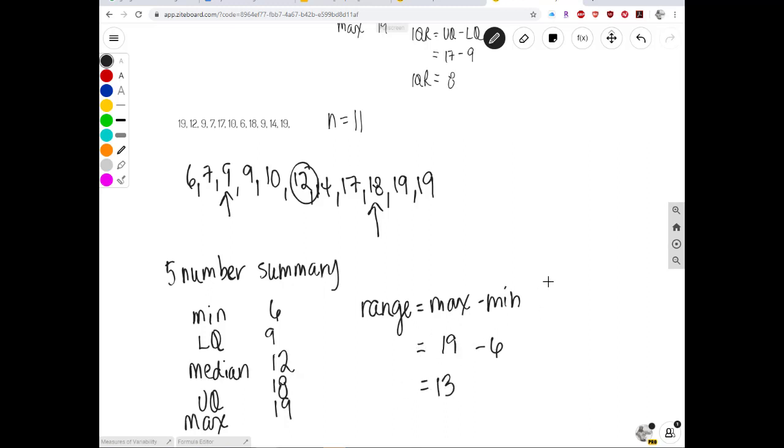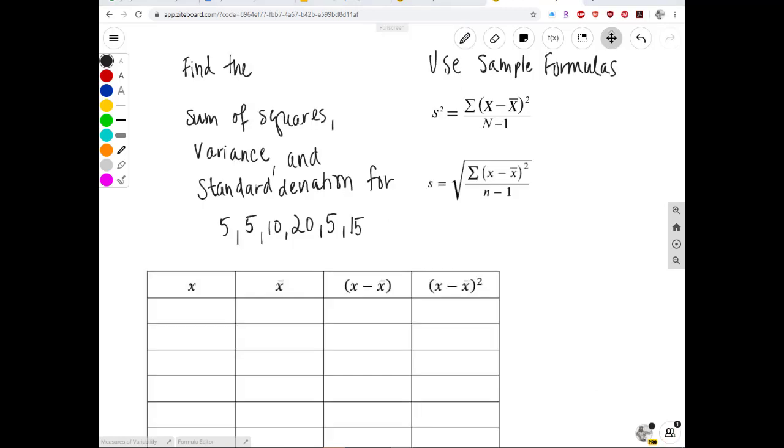Okay. For the IQR, I've got the upper quartile minus the lower quartile. That is 18 minus 9. And now my interquartile range is 9. Okay. So while the range didn't change, the interquartile range did change. It has more variability.